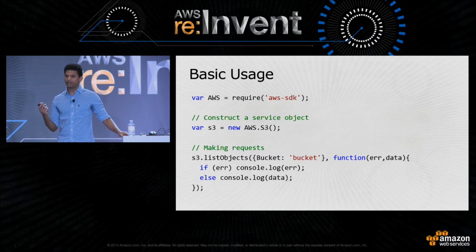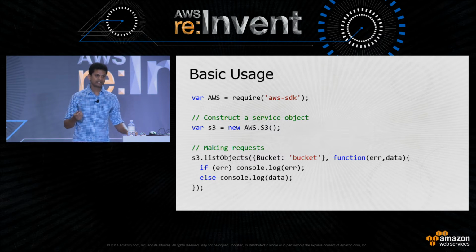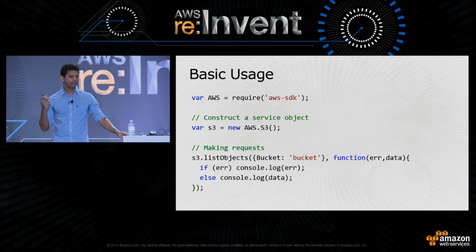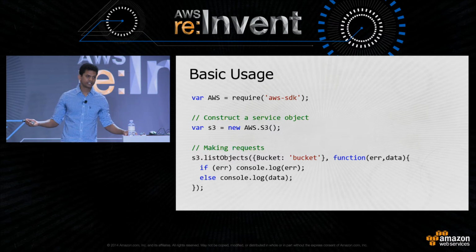Now, the AWS object itself exposes a constructor for every service that is supported. And in order to send requests, you'll need to construct a service object and then invoke an operation on it. Operations are nothing but methods on the constructed service object, and most methods accept two parameters. The first is a params object that contains data that you want to send along with your request, and the second is a callback that is invoked when the request completes.